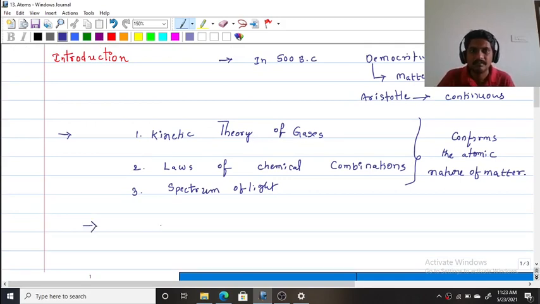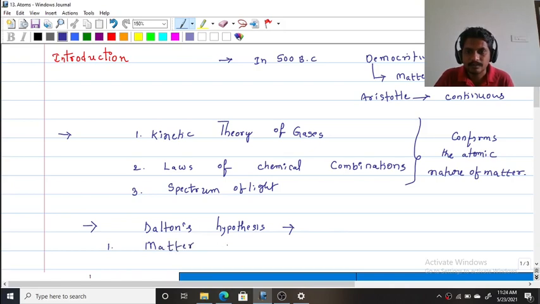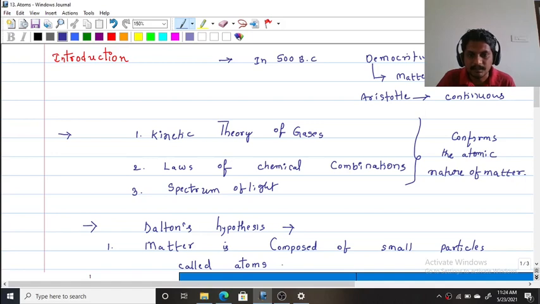The first theory regarding the atomic nature of matter was given by Dalton. Dalton's hypothesis is taken as the first theory regarding the atomic nature of matter. According to Dalton's hypothesis, matter consists of small particles called atoms. He named the particles as atoms.